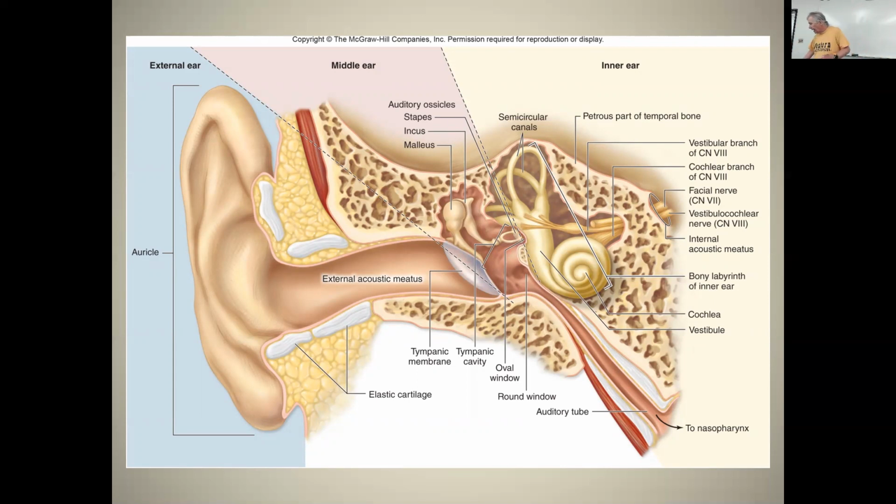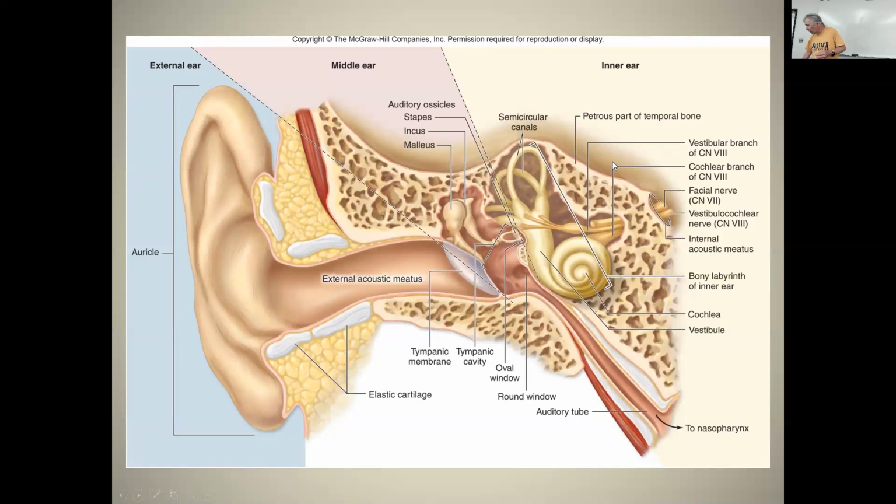Here is the vestibule right here, and we're going to get to that in equilibrium, and the semicircular canals we'll get to also in equilibrium. And then there's the vestibulocochlear nerve right here, cranial nerve 8. There's a vestibular branch and a cochlear branch, collectively called the vestibulocochlear nerve, that carries equilibrium information and hearing information into your brain.